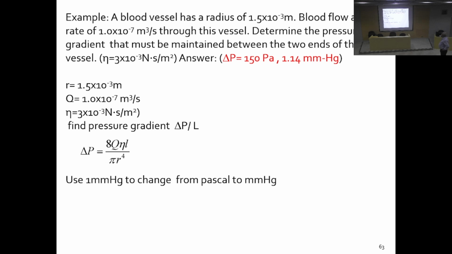A blood vessel has a radius of about 1.5 times 10 to the minus 3 meters, which is 1.5 millimeters. And the blood flows at a rate of about 1 times 10 to the power minus 7 cubic meters per second through the vessel. This is volume flow, yeah? Determine the pressure gradient that must be maintained between the two ends of the vessel. We need the pressure gradient, isn't it?